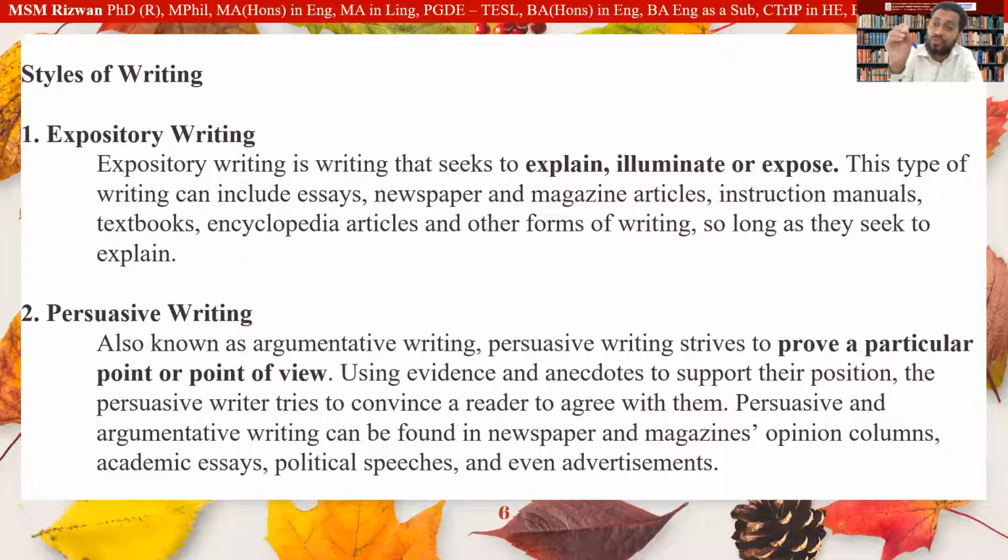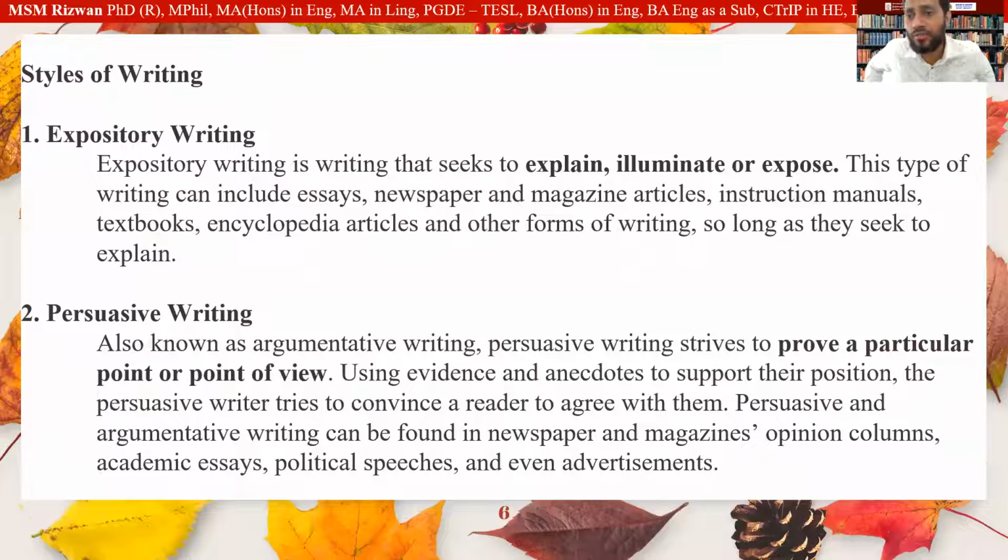You may have some positions to be argued, right? The persuasive writer tries to convince the reader to agree with them. So this style of writing is used to get the readers convinced on a particular opinion. Persuasive and argumentative writing can be found in newspapers and magazines, opinion columns, academic essays, political speeches, and even advertisements.